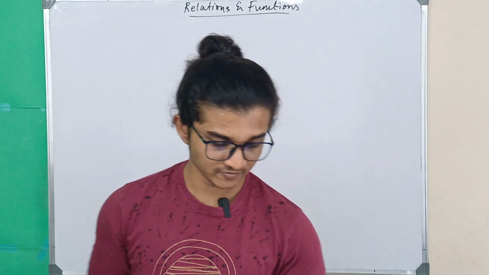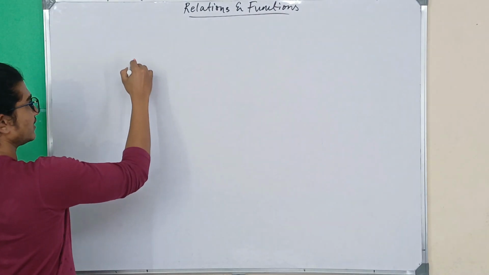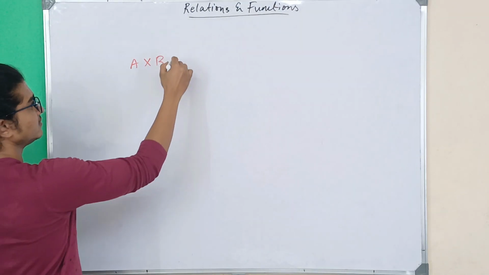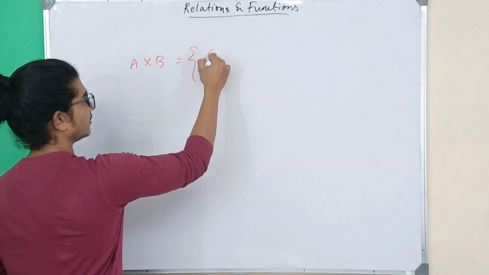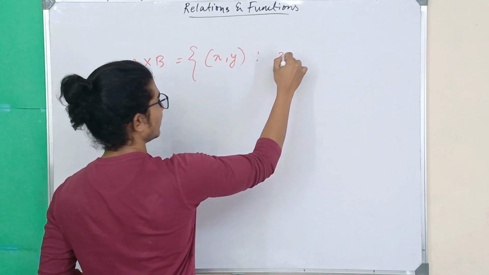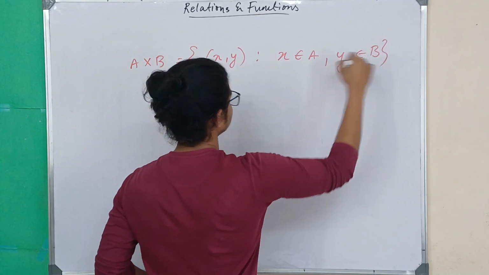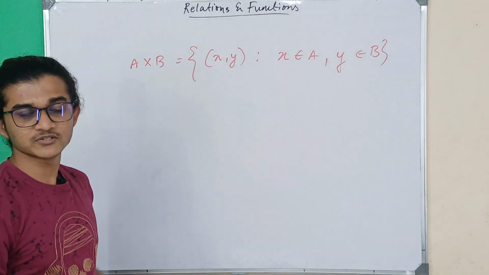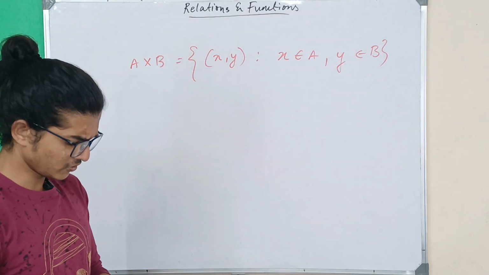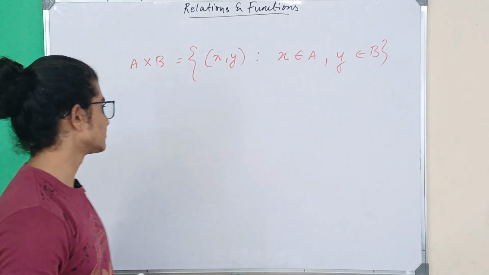So let's begin with the definition. If I say A cross B, which means the set of all ordered pairs (x, y) such that x belongs to A and y belongs to B. So this is the basic definition of the Cartesian product of two sets. Now, let us use an example to understand this better.